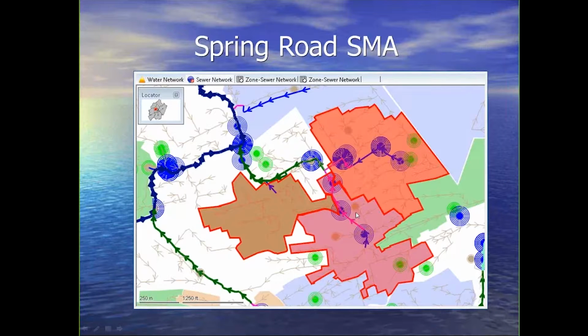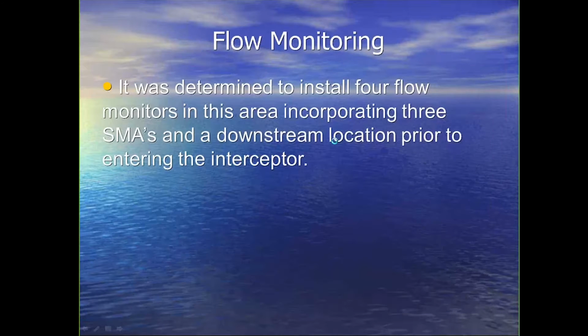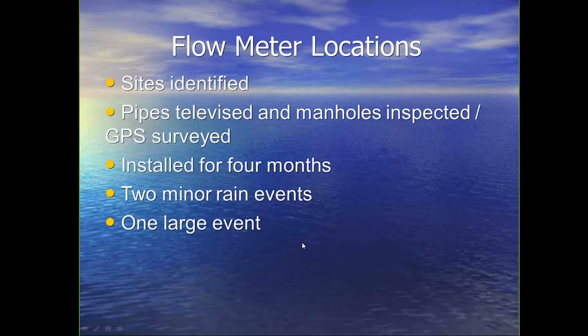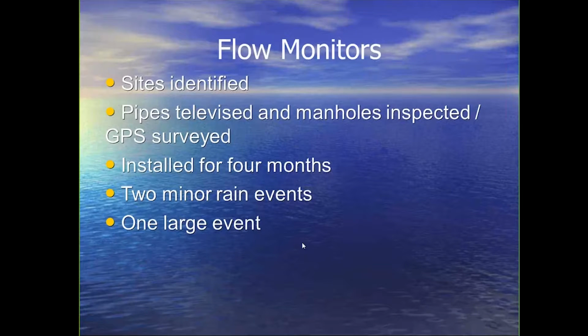So there were 3 SMAs here. This is the one we originally started with. And again, overflows all the way through here. So it was determined to install 4 flow monitors in this area, incorporating those 3 SMAs and then a downstream location right here, just to capture everything and see how the flow meters work together. I mean, are we getting the same flow here that we'd expect to see from the sum of these 3? Okay.